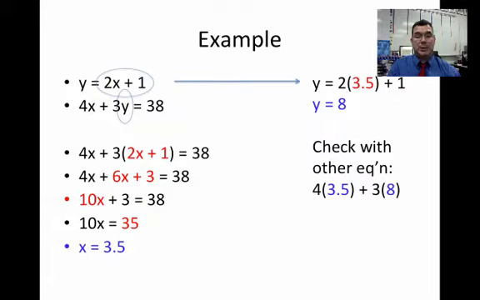So the left-hand side of the equation looks like this. 4 times my x, which is 3.5, plus 3 times my y, which is 8. That becomes 14 plus 24, which is in fact 38. So I now know that my solution is x equals 3.5 and y equals 8. All right, and I've checked it, so I know I've done a good job.